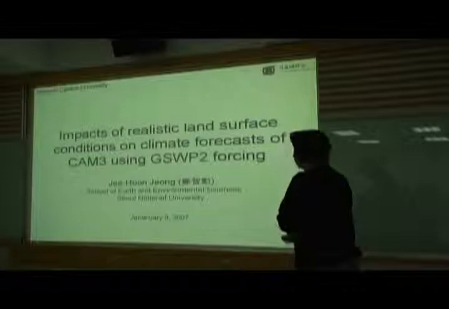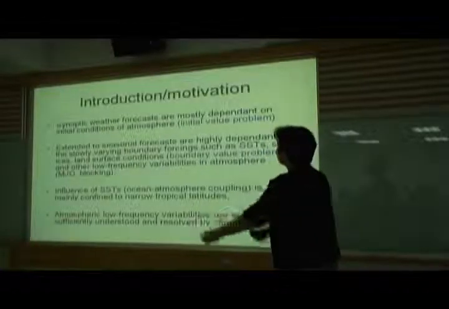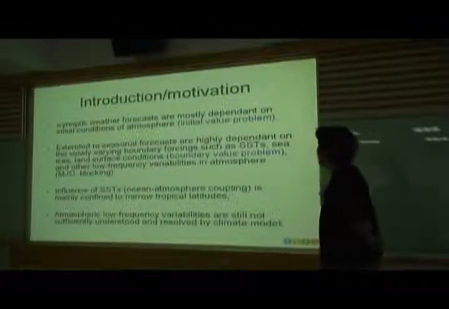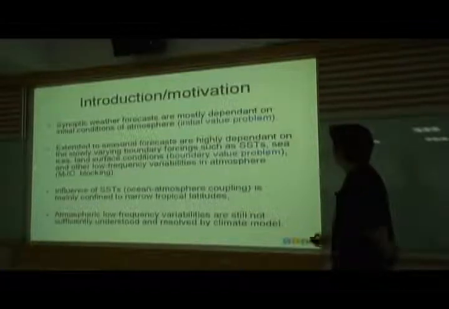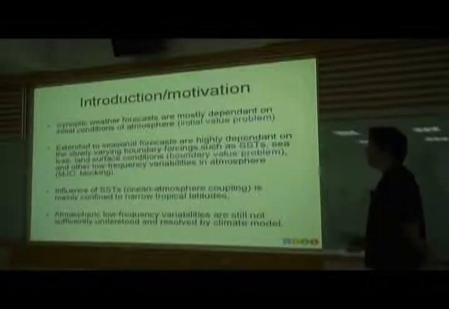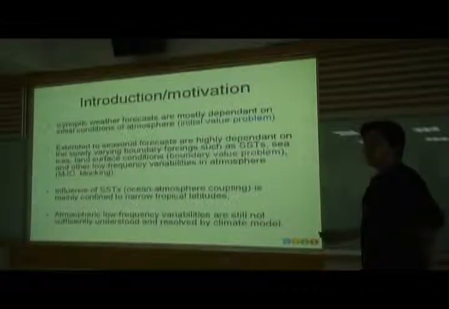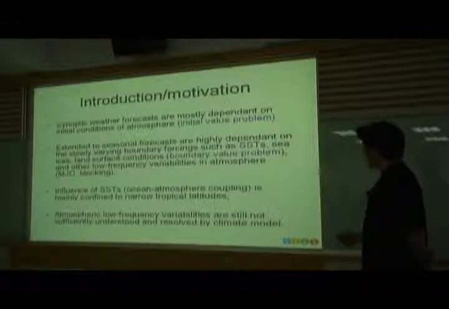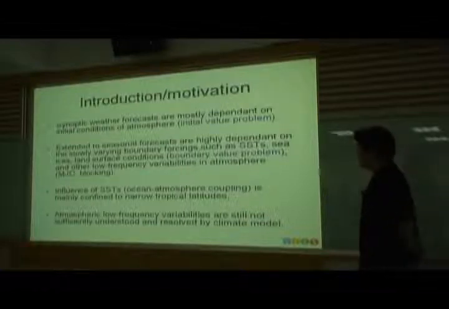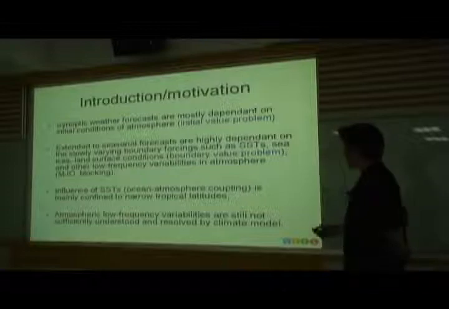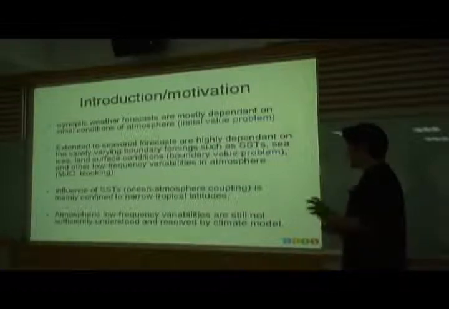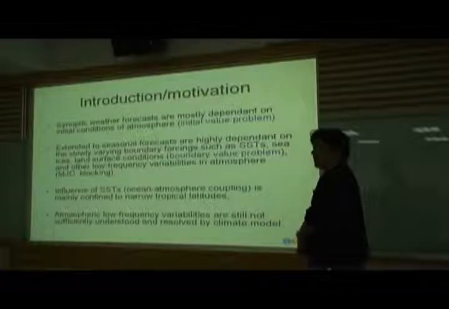Let me talk about my talk. This is the introduction. Synoptic weather forecasts are mostly dependent on initial conditions of the atmosphere, which is well known. It's a kind of initial value problem. But in extended to seasonal forecast, it's highly dependent on slowly varying boundary conditions, such as SSTs, sea ice, and surface conditions. It's a kind of boundary value problem. Other low-frequency variabilities in the atmosphere can help the forecast, such as MJO and blocking. But the influence of SST is mainly confined to narrow tropical latitudes, and atmospheric variabilities are still not sufficiently understood and resolved by climate models.